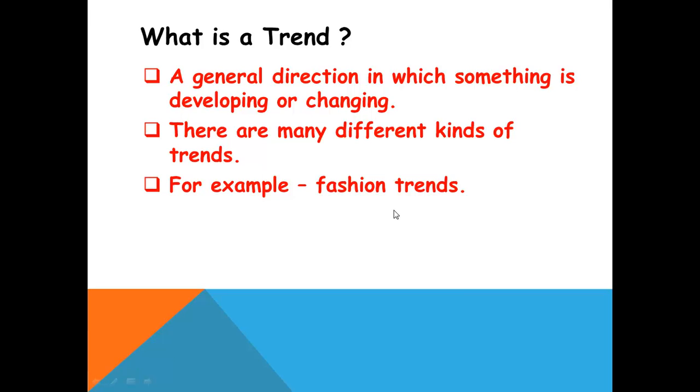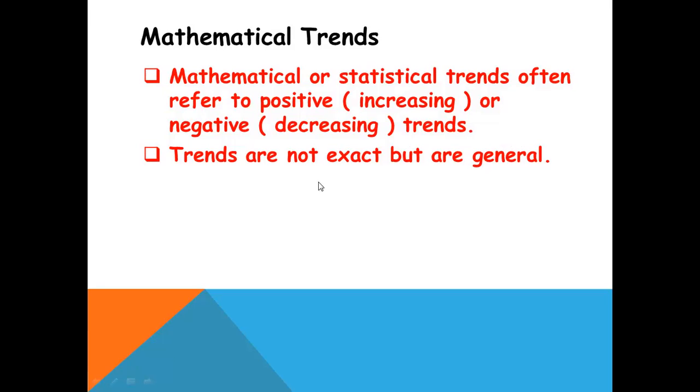And there are many different kinds of trends. For example, there are fashion trends. But what we're interested in is mathematical trends or statistical trends, and these are quite often described in two main ways: either they're positive, which means going up or increasing, or negative, going down or decreasing. And of course there's a third one, which is not going up or down, which is a neutral trend. So trends are not exact, but they are general.